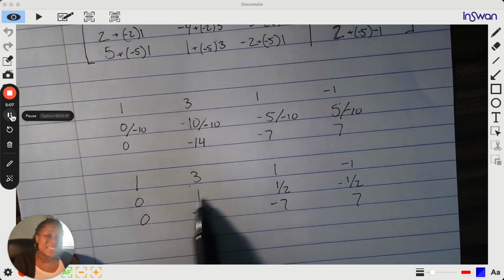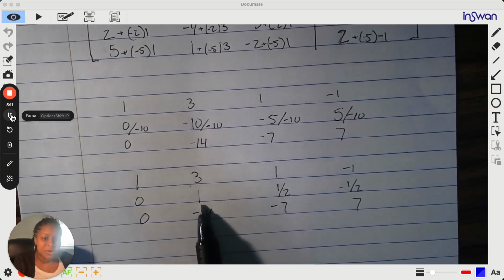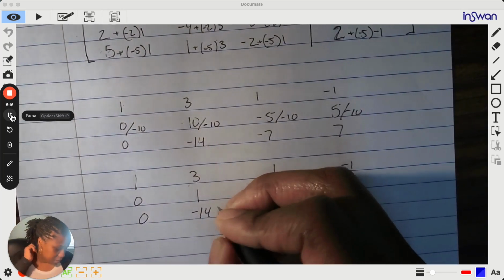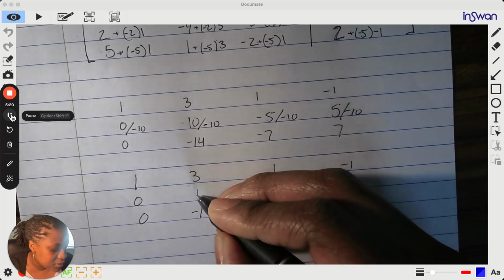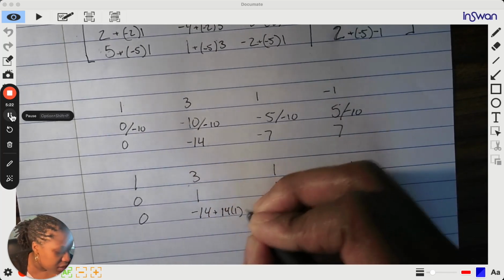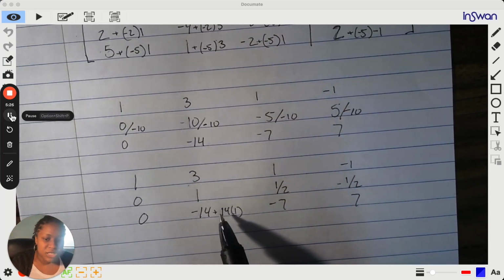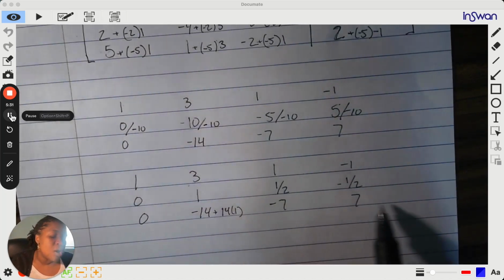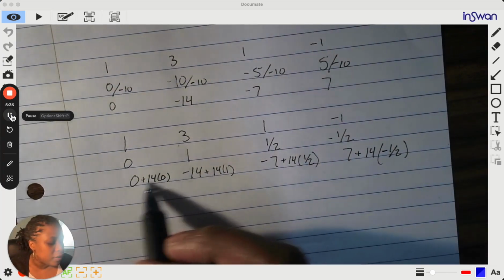Now I need this to cancel out to 0. The only way to get negative 14 to 0 is to add 14. So I'm going to add 14 times the number in the row preceding that one. So this will be negative 14 plus 14 times 1. But I'm going to do the same thing to all numbers in this row. So now I've written all my expressions.